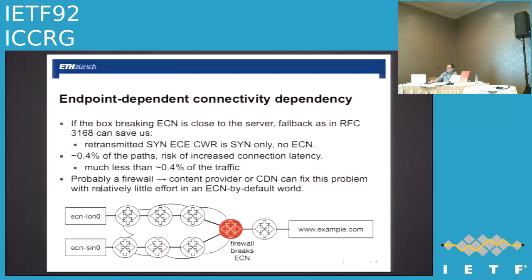So this is what endpoint-dependent connectivity looks like. We have multiple vantage points, and we have independent paths to the network until they join at how this machine is connected to the network, and either the host is breaking ECN or there's a firewall on path breaking ECN. If this is the problem that we have, actually reading section 3.1 of RFC 3168 fixes the problem, right? If you retransmit a SYN ECE CWR, you don't use the ECN flags, and you assume that it was the attempt to negotiate ECN that was the cause of the connectivity failure, and you fall back. So if there is something blocking connections that have those flags set, a retry will cause the connection to succeed.